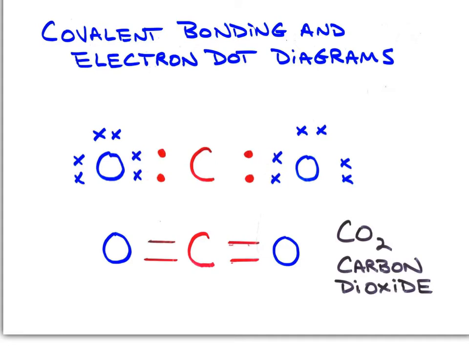By sharing electrons in covalent bonds, each atom has a full outer shell. 1, 2, 3, 4, 5, 6, 7, 8 for carbon.